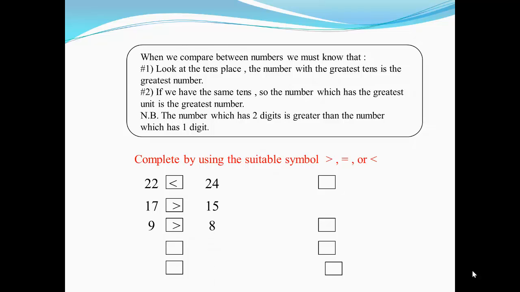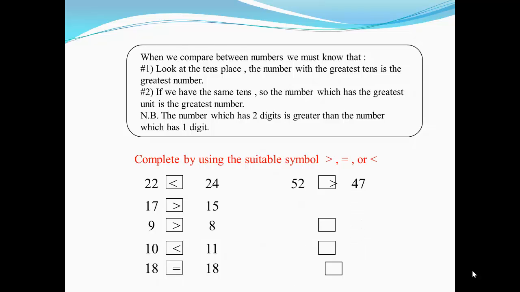9 and 8, which is greater? For sure 9. 10 and 11, which is greater? The same tens and different ones. One number has 0 ones and the other number has 1 one. Which is greater? For sure 11 is greater than 10. 18 and 18, same tens and same ones, so they are equal. So 18 is equal to 18.